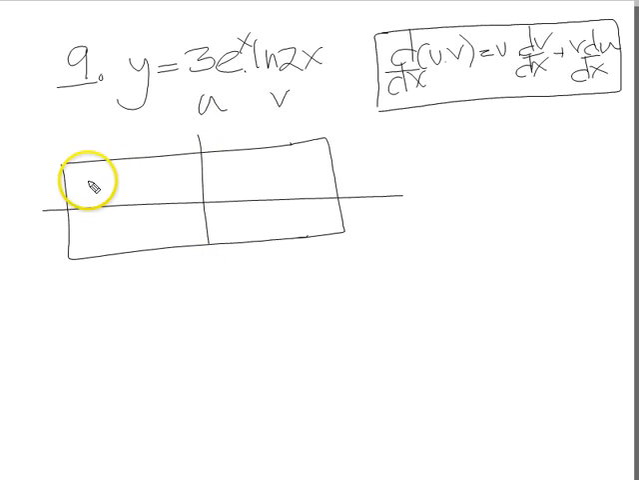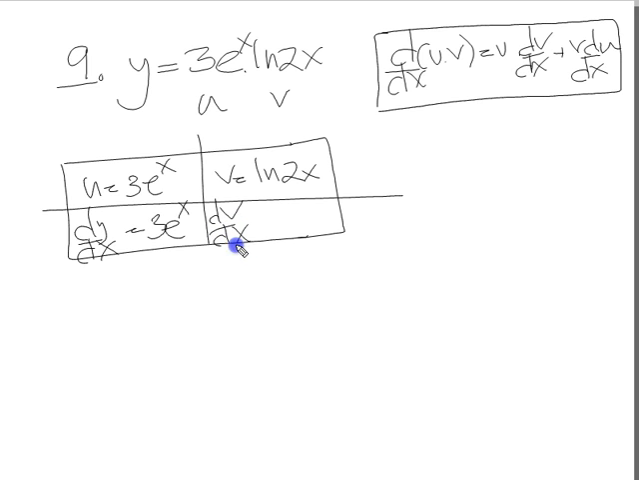So u is equal to 3e to the x, yeah? And v is equal to ln 2x. So do du/dx then. e to the x differentiates to e to the x, and it's 3 lots of. So we've got 3e to the x.